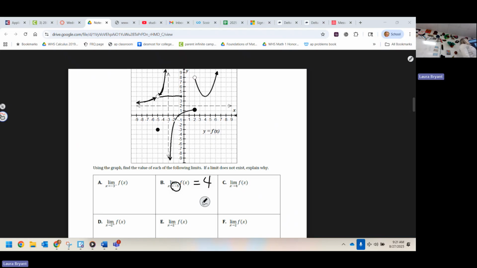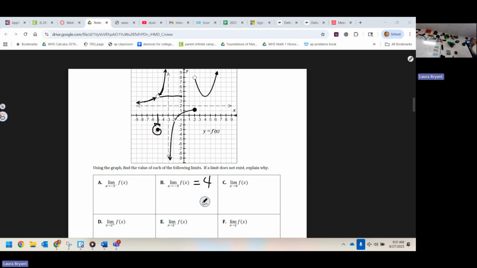But of note, I do want you to realize that is not f of -5. The function value at -5 is this dot down here. At -5, I would go to that dot and see that f of -5 has a y value of -3. But I didn't ask you about the function value. I asked you about the limit value.